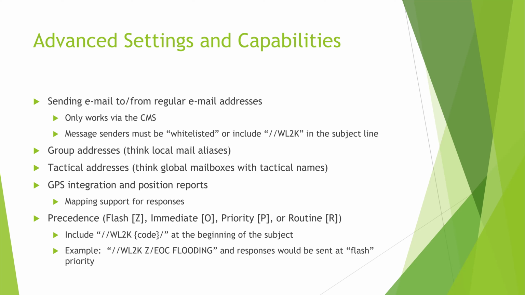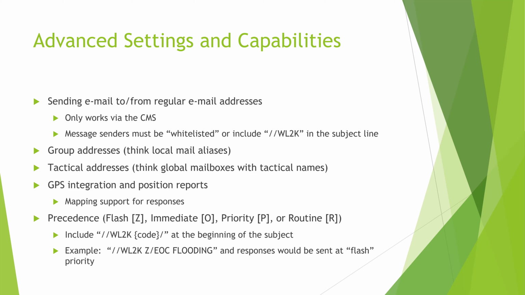It also supports the idea of precedence for messages. So if you are familiar with emergency services communications, there are levels of precedence, right? From routine all the way up to emergency or flash, right? So in Winlink, they support 4 levels: flash, immediate, priority, and routine. The default is routine. Any flash messages are handled first by the RMS and the CMS. Any immediates are handled next, any priorities are handled next, and the routines are handled last.